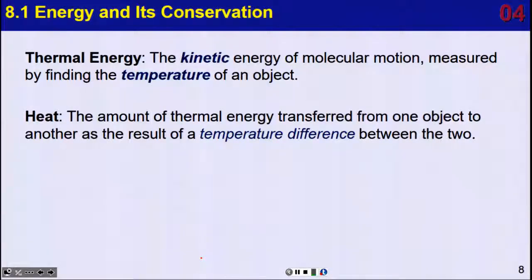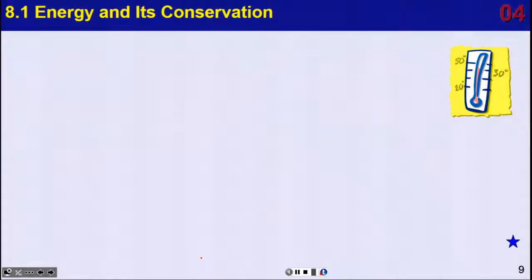Thermal energy and heat, we have to distinguish these a little bit. The kinetic energy of molecular motion is determined and measured by finding the temperature of an object. So temperature goes with kinetic energy, and that's thermal energy, which has to do with heat, right? And heat is the amount of thermal energy transferred from one object to the other as a result of a temperature difference between the two. It takes us a little while to think about these terms, and we'll be careful how we use them gradually. Okay, so you think of a thermometer, right? That's how you measure temperature.